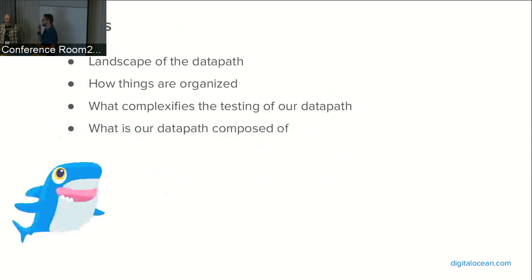As I said, today we are going to talk about testing our data path. But first, what I would like to do is to give you a glimpse of the landscape of how things work and how things are organized. I will also give you an example of things that complicate a bit the testing of our data path, and I will show you a couple of examples of what our data path is composed of.